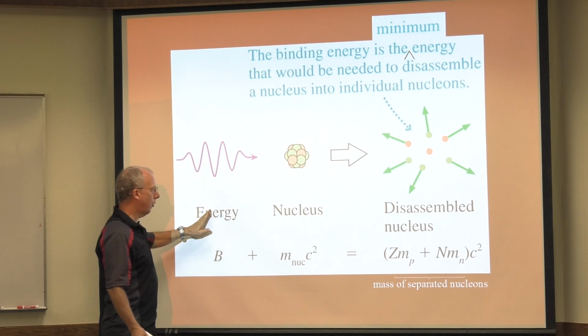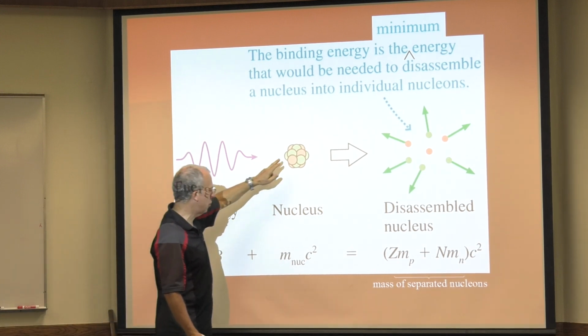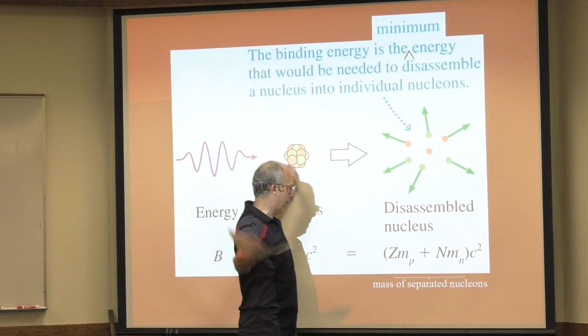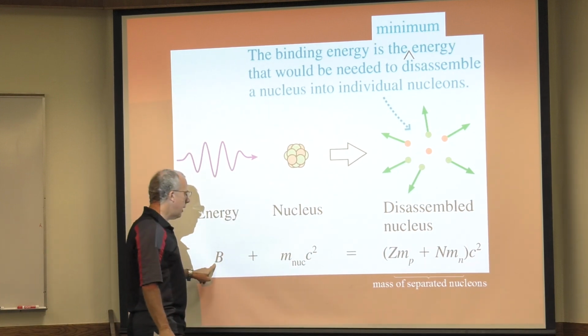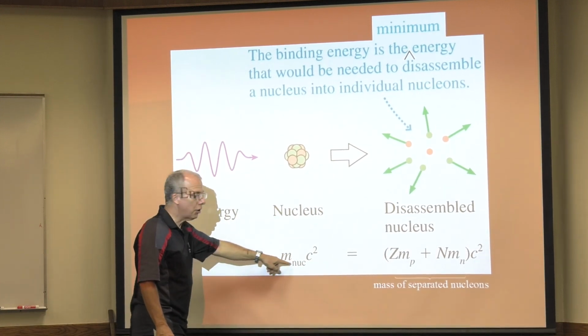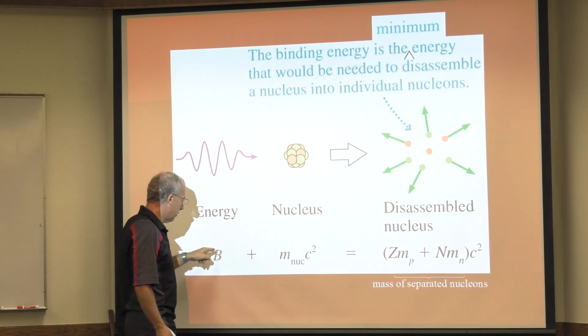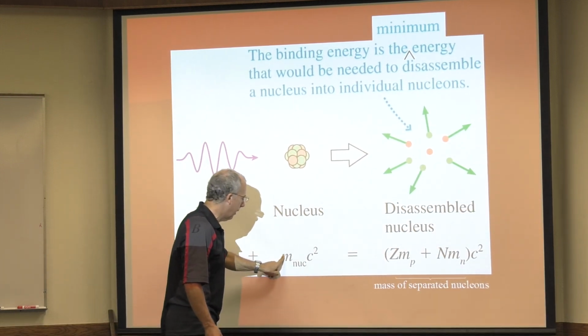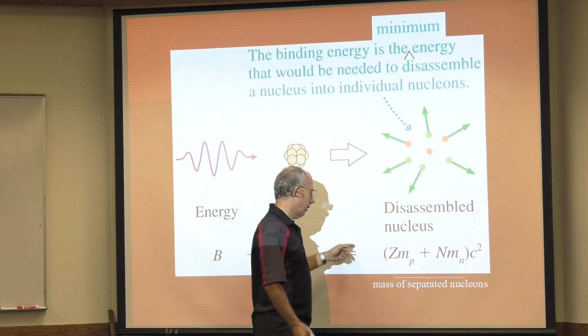So if the energy is greater than the binding energy, there's a nucleus, and bang, you smash it up, right? So what's the energy of a nucleus? mc squared, right? Rest energy of a nucleus. So binding energy plus rest energy, mc squared, and here you go.